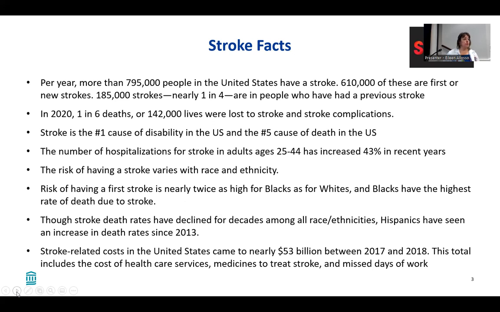And stroke is extremely costly to our healthcare system and in our economy, and it accounts for nearly $53 billion in costs per year. This is something that if the nurse at an individual patient level can impact and create less of a burden to the patient, it'll be less of a burden to society also.